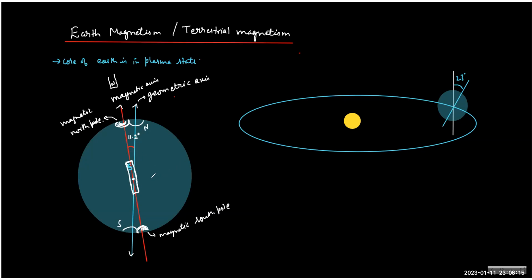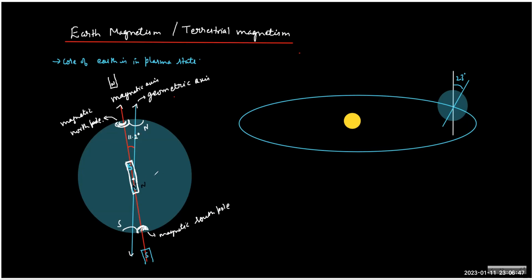So the magnetic North Pole is basically the South Pole of Earth's magnet. By definition, we say the North Pole is the point at which the North Pole of a magnet will face the Earth, which means the South Pole is here. And similarly, what is the magnetic South Pole? It is the place at which the South Pole of a magnet will face the Earth. Is this clear? Tell me, guys.